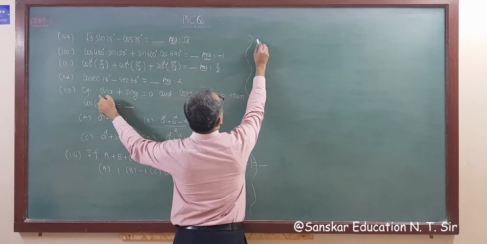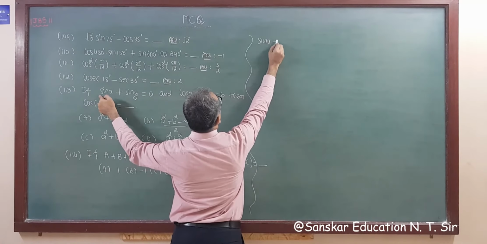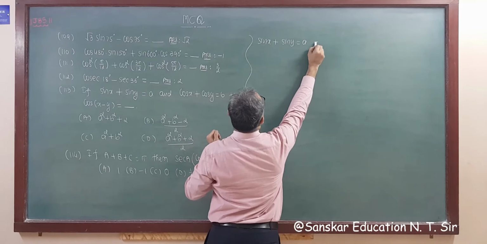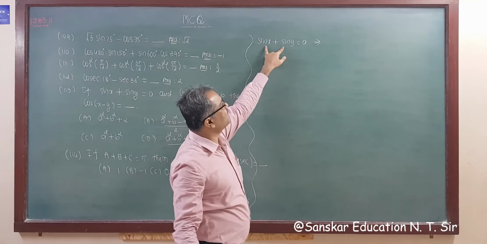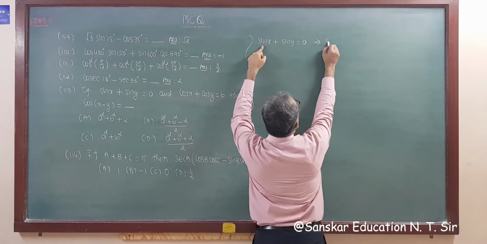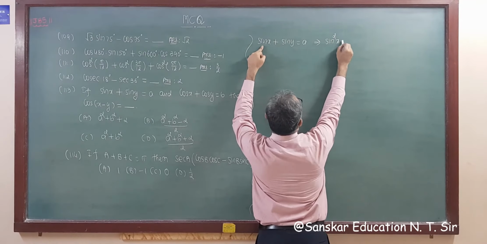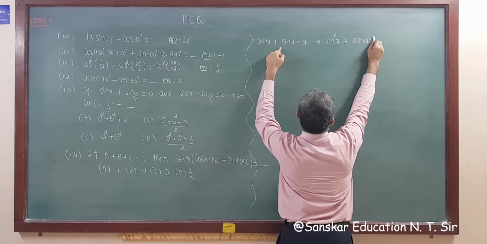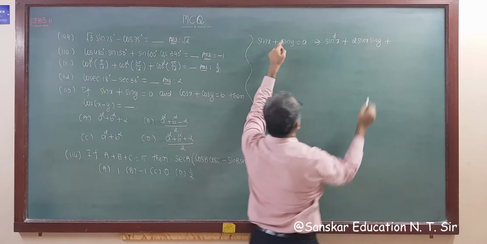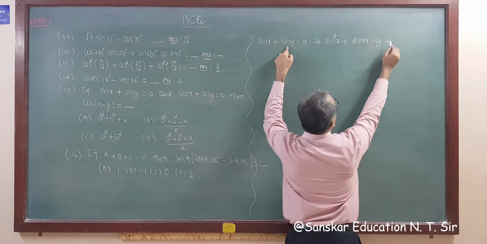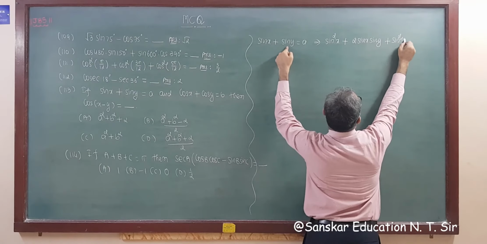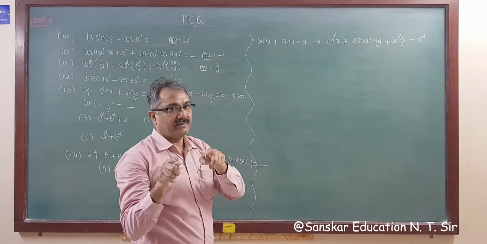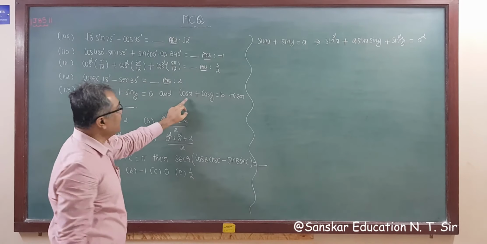So this is given: sin x plus sin y is equal to a. So squaring this, that is a plus b whole square. So squaring this, what we get? Sin square x plus middle term is 2 sin x sin y and plus last term is sin square y is equal to a square. I am not writing here squaring, right? You know. Now again squaring this.